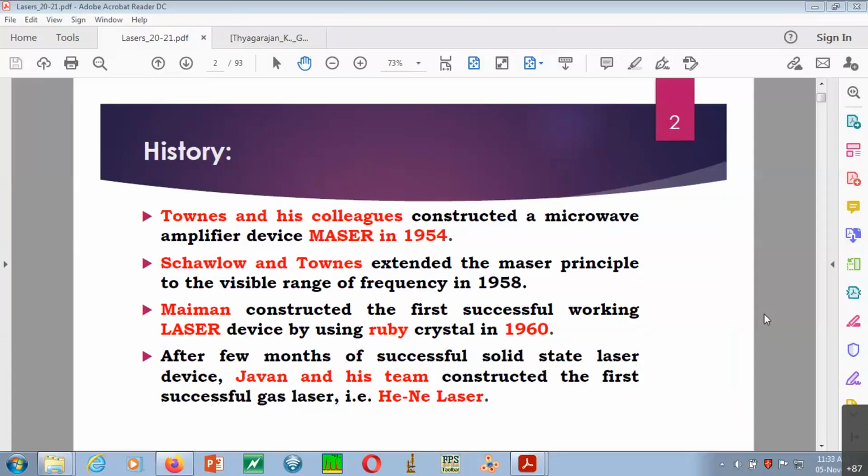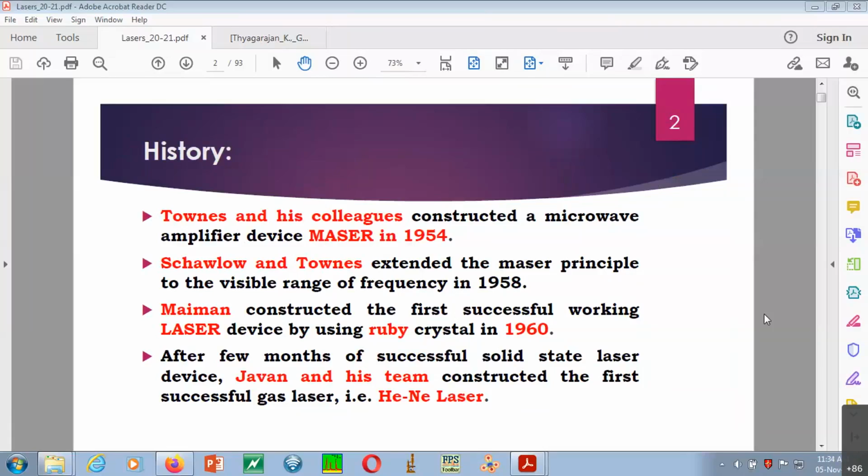Then another scientist took up this principle. Though it was given by Schawlow and Townes, it was used by Maiman, whose full name is T.H. Maiman, and you can find the same thing in the book also. T.H. Maiman constructed the first successful working laser using a crystal which we know as a ruby crystal. If you look at the color, it is a red color crystal, or kind of pink color crystal, some say. With the help of the ruby crystal, they created the first successful device in 1960.